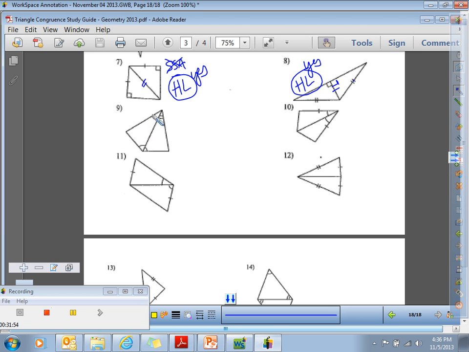Okay. Number 9, this angle matches this angle. They share a side in between. The side's in between the two pairs of angles. So it'd be angle, side, angle. Does this prove congruency? Yes.